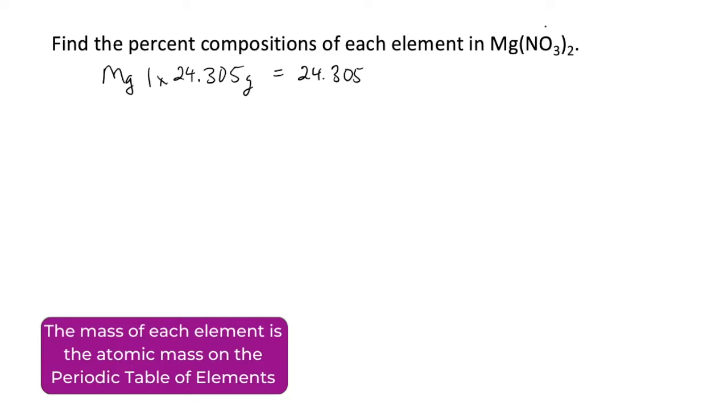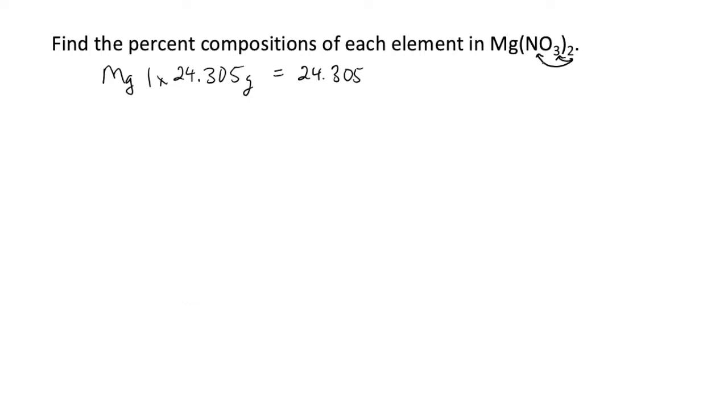Now for nitrate, we have a 2 outside of the parentheses, so that means we have to distribute this 2 times each element within the parentheses. So 2 times the 1, which is the subscript for nitrogen, means that we have 2 nitrogens in magnesium nitrate instead of just 1. And looking at the periodic table, each nitrogen has a mass of 14.007 grams, which means the total mass of nitrogen in magnesium nitrate is 28.014.